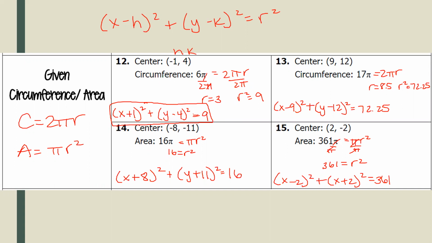And I only found r squared. I didn't need to go all the way to finding r because my equation uses r squared. So once I knew what r squared was, I could plug that right into my equation. Same with number 15. Okay, make sure you can do both. Make sure if I give you the circumference, you can find the radius, and if I give you the area, you can find the radius. We did this back in day 1 notes, but just a little practice doing that here and then putting that into our circle equation.